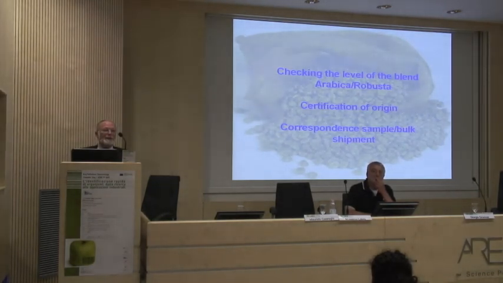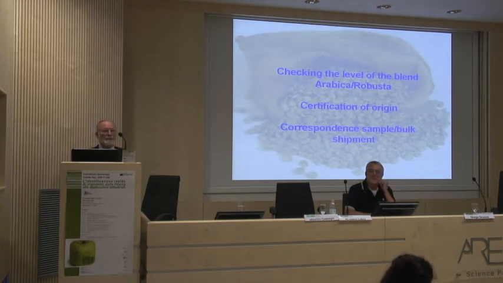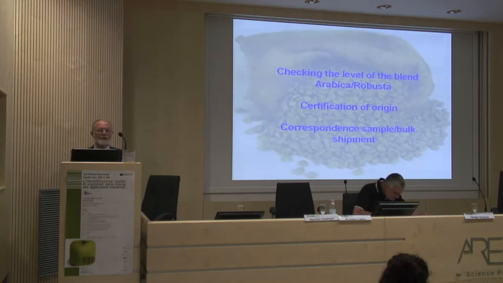What is the practical use of this result? It is that we can check the level of blend of Arabica and Robusta, but we can also certify the origin. If I sell a certified coffee, which can be traced all along the line, of course, it should cost more. So it should give an advantage to the coffee dealers and to the producer.